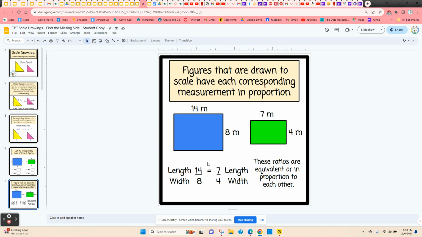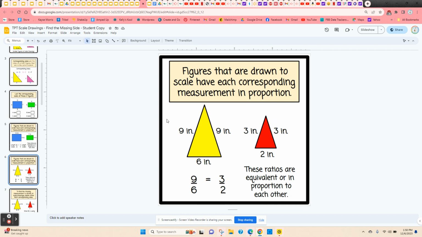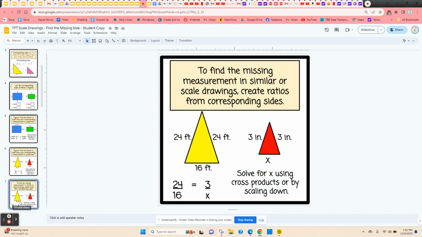Now it shows the ratios. So 14 to 8 has to equal 7 to 4. So corresponding sides will be in the same location in the ratio. And then it has some triangles. Here's another ratio, 9 to 6 is going to be equal to 3 to 2. So again, the corresponding sides are in the same place in the ratio. And then here's another example.